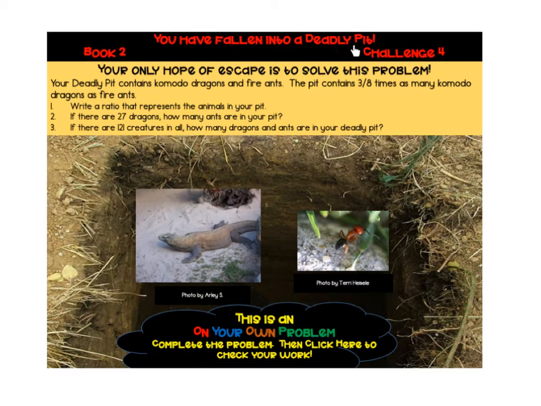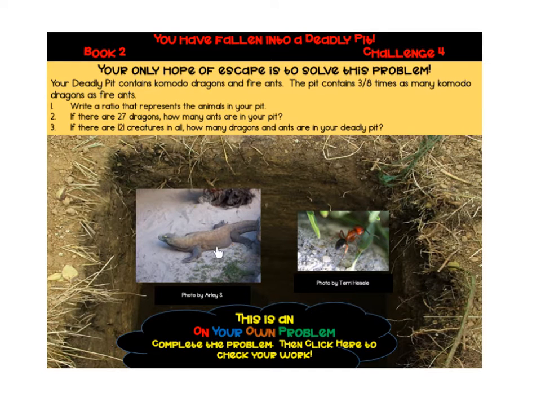You have fallen into a deadly pit, my friend. Your only hope of escape is to solve this here problem. And here we go. Your deadly pit contains komodo dragons and fire ants. The pit contains 3 times as many komodo dragons as fire ants. And your first job is to write a ratio that represents the animals in your pit.